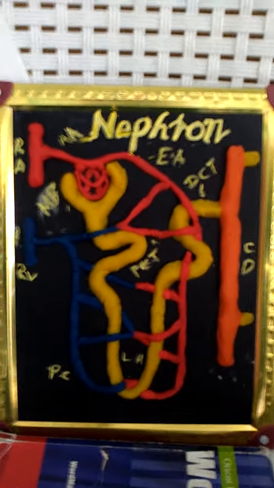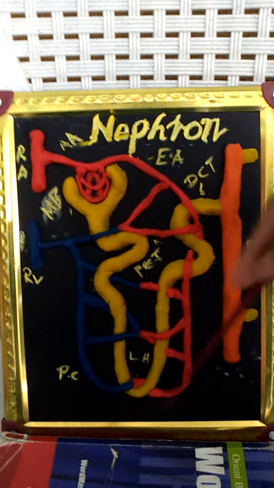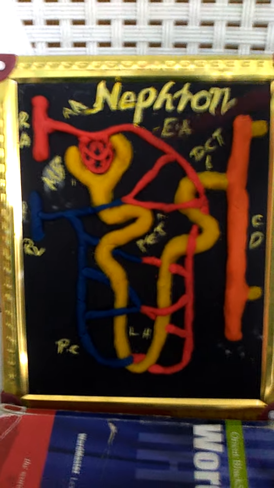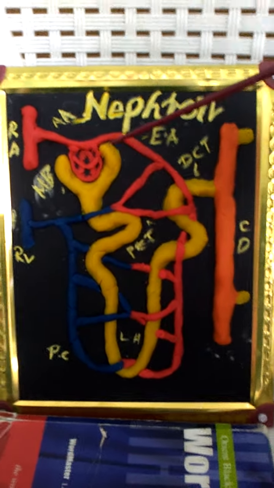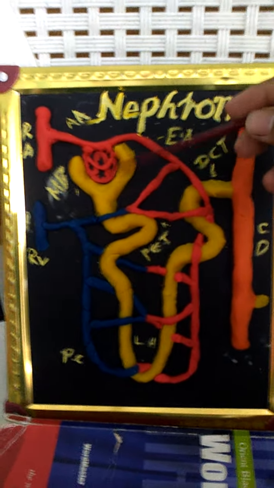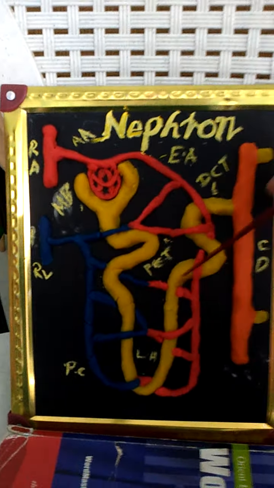Today we are going to learn about the structural and functional unit of the kidney, called the nephron, also called uriniferous tubules. This is called the nephron. This is the structural and functional unit of the kidney. The nephron has mainly two parts: one is the Malpighian body, and the other is the renal tubule.